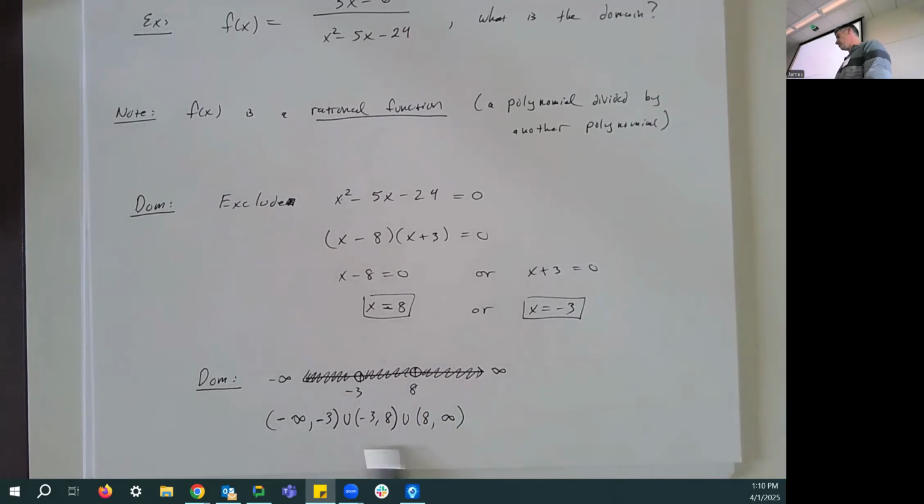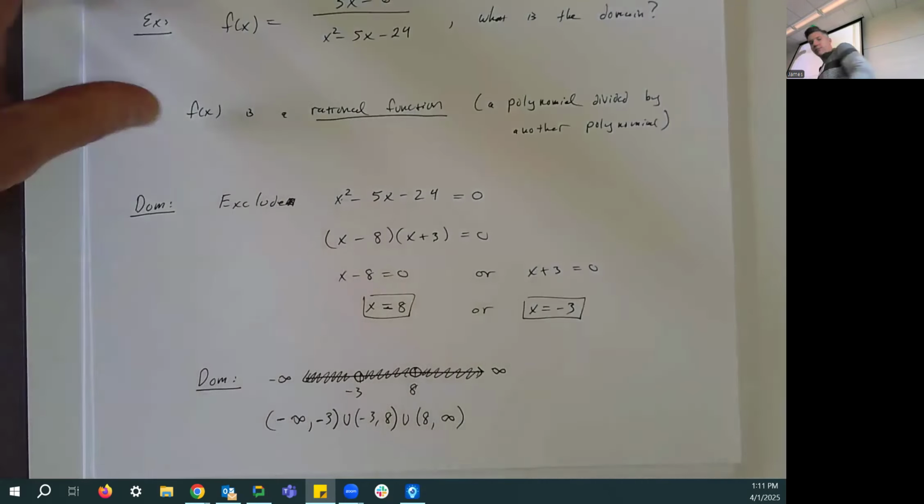Be careful about this, right? If I'm starting at parentheses 8, that doesn't mean I'm starting at 9. I'm starting at 8.0000000, as many zeros as you want, and then a 1. Like I'm starting right next to 8, not at the next integer value. So that's our domain.